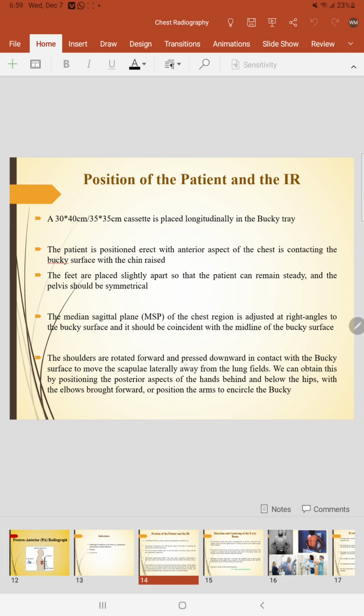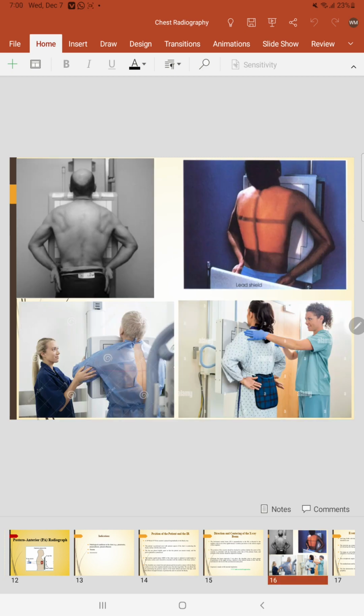The shoulders are rotated forward and pressed downward in contact with the bucky surface to move the scapula laterally away from the lung fields. We can obtain this by positioning the posterior aspects of the hands behind and below the hips.